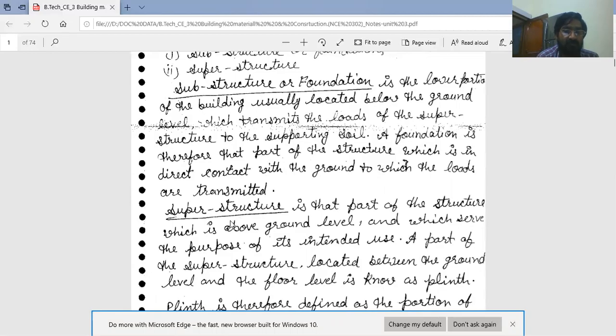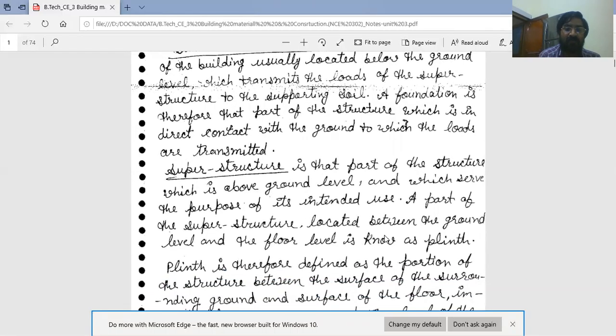Second basic part is superstructure. Superstructure is that part of the structure which is above ground level and which serves the purpose of its intended use. A part of the superstructure located between the ground level and the floor level is known as plinth. In between the ground and floor is plinth.